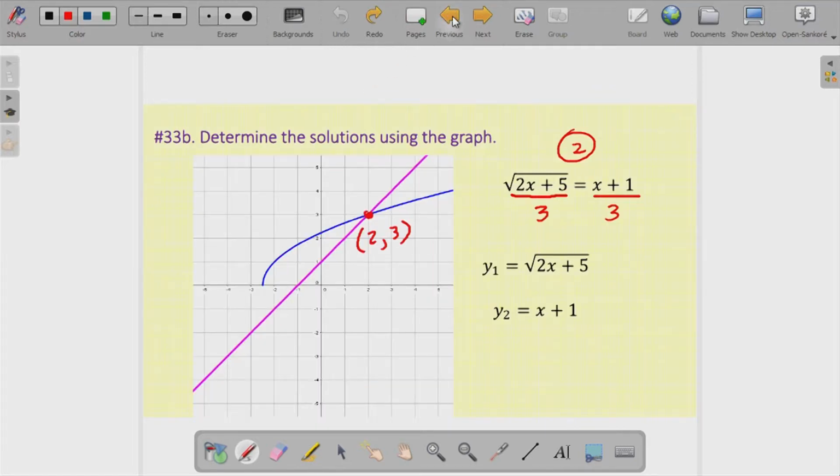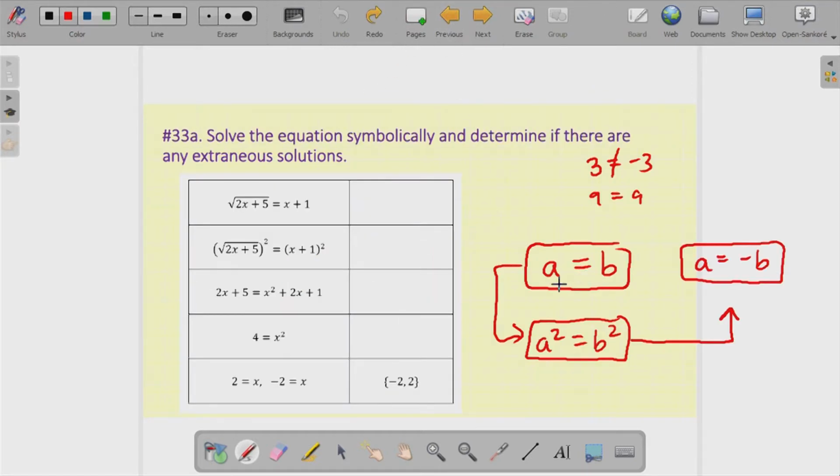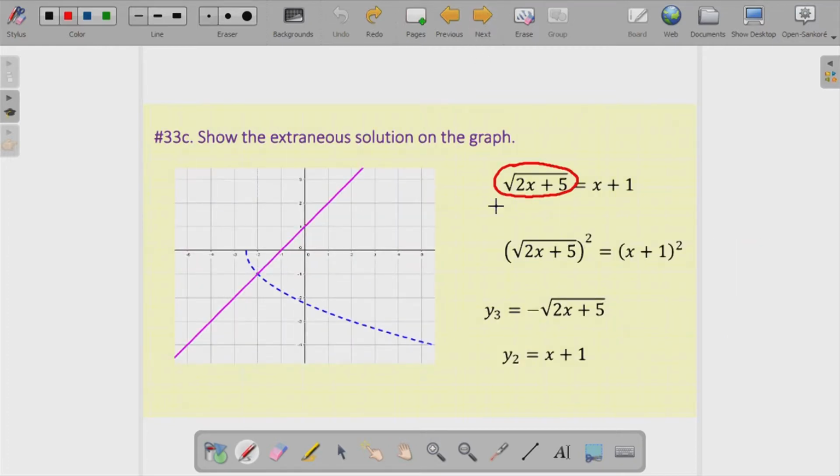And just to link things up, we talked about how if a squared is equal to b squared, then a might be equal to b, or it might be equal to the opposite of b. So what I'm doing here is I'm just playing on that theme, letting y3 be equal to the opposite of this expression, and just seeing what can happen.